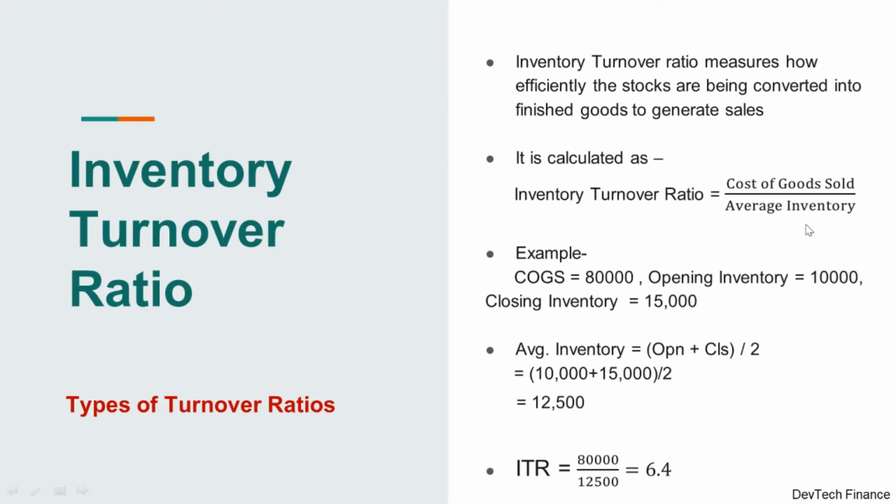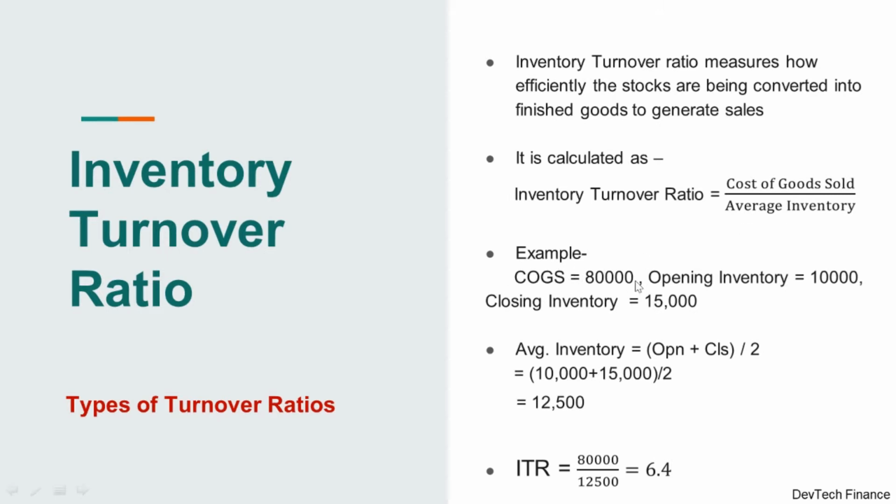Because the P&L statement is for the whole accounting period, while the balance sheet is at a specific point in time. To make both of them compatible, we take the asset from the balance sheet as an average. So this would be used in every turnover ratio. Just keep in mind why we are using the average balance. Now have a look at the example.